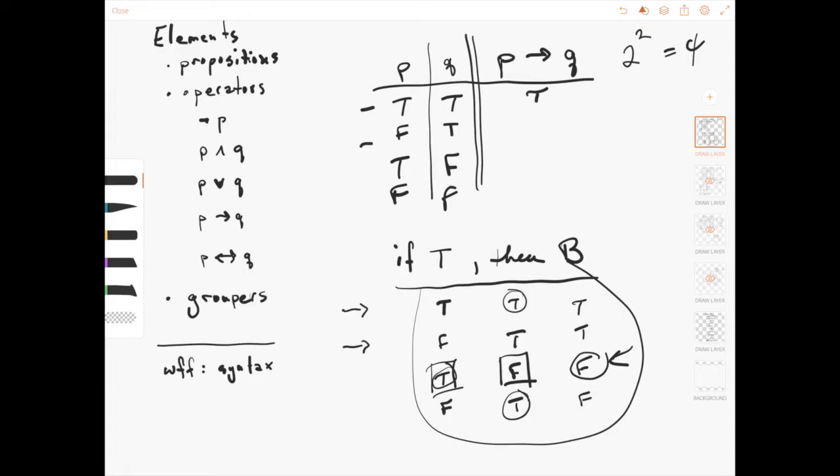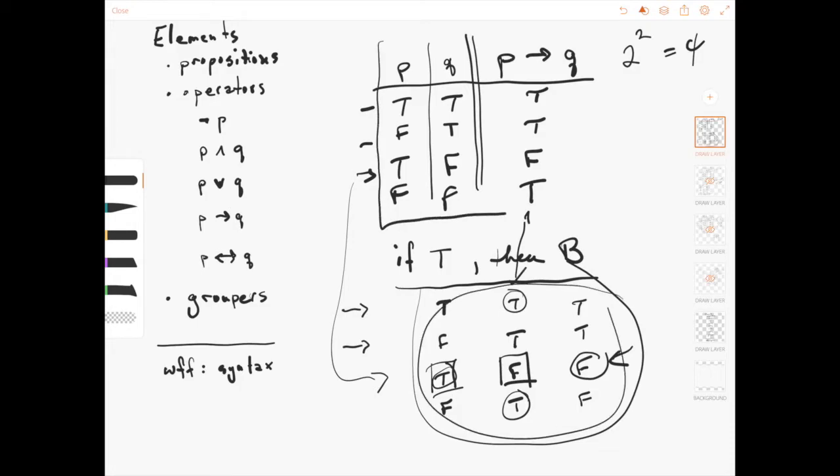For the second set of possibilities, if P is false and Q is true, then P implies Q is true. This is the possibility that corresponds to the lie. If P is true and Q is false, then P implies Q is false. And if P is false and Q is false, then P implies Q is true. So these values correspond. This is an intuitive way to think about it. This is the definition of the operator material implication.